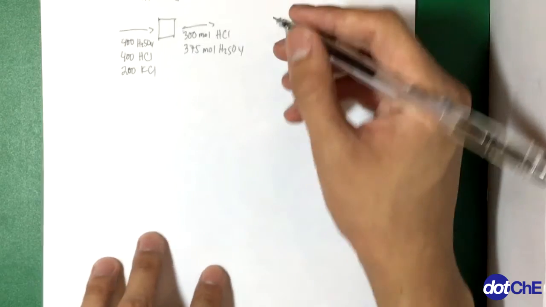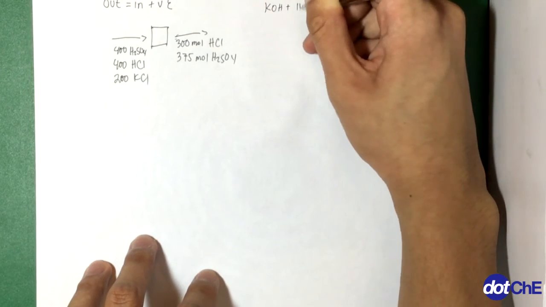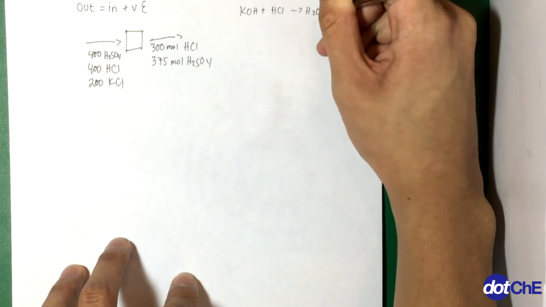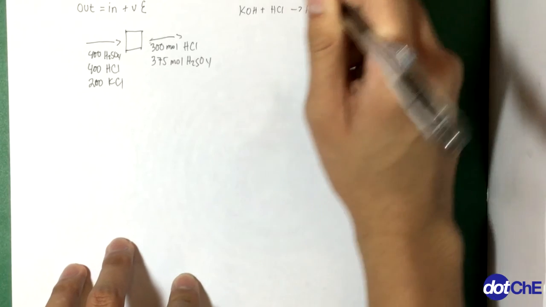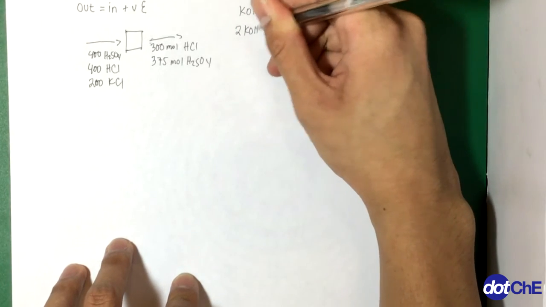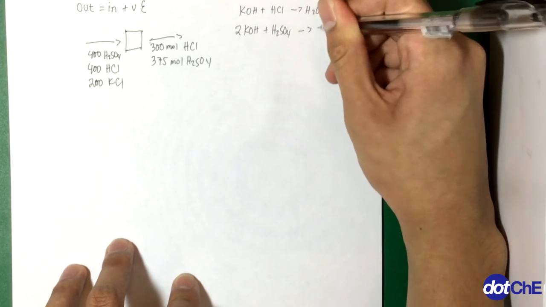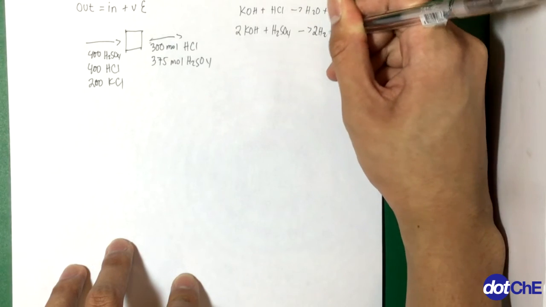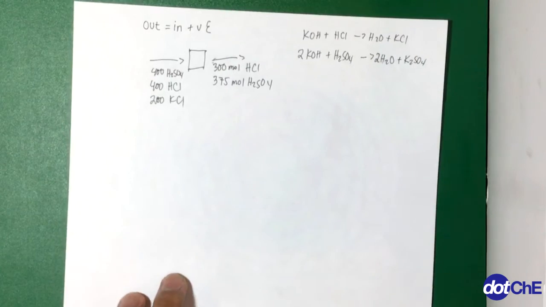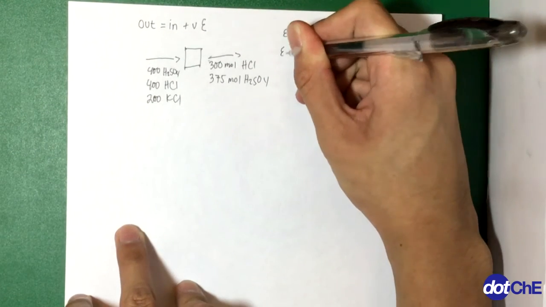So we have two reactions for this system. We have KOH plus HCl creates H2O plus KCl. Then the other reaction we have is 2KOH plus H2SO4 produces 2H2O plus K2SO4. Now we have these reactions, so I'm going to label extent 1 and extent 2.